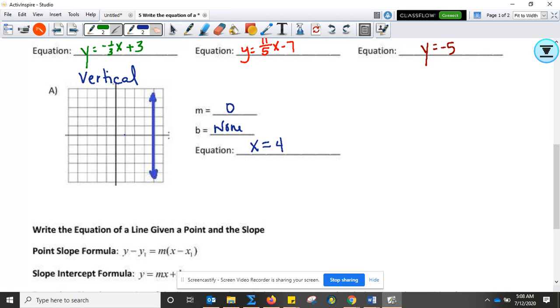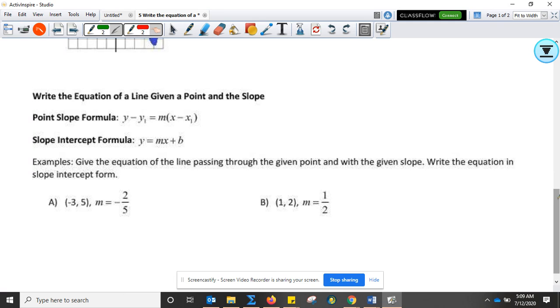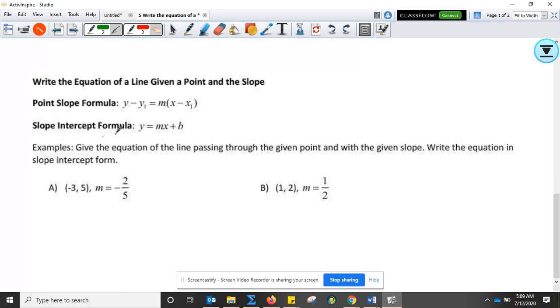Okay? Now we're going to write an equation of a line given a point and a slope. So this method is going to be called the point-slope method, and we will use the point-slope formula. And the point-slope formula is y minus y1 equals m times x minus x1. So you have your ordered pair, which is x1, y1, and you have your m. All right? Then to get that into slope-intercept form, you would just solve for y. So let's look at some examples.